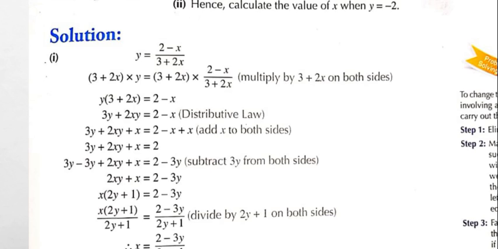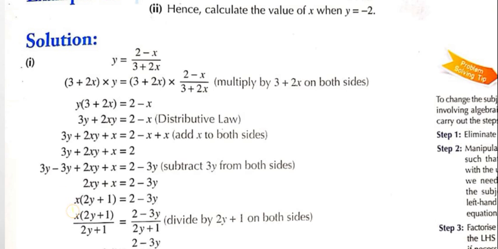Again, I move the minus x from the right side to the left side, becoming positive x. I move the positive 3y from the left side to the right side, becoming negative, minus 3y. And then there you go, you have the x's on one side, right? Now what you can do here is pull out the x. That's the trick. Pull out x, you will have x open brackets 2y plus 1 close brackets.